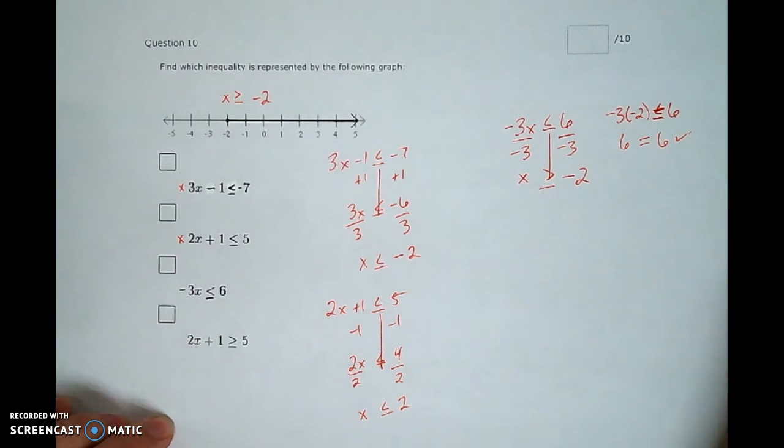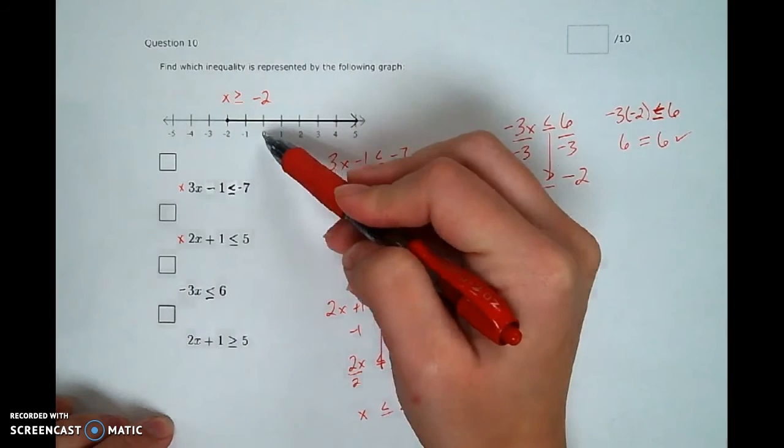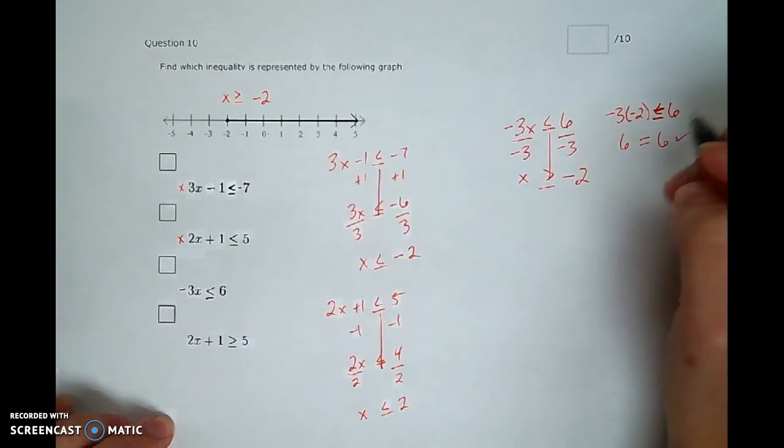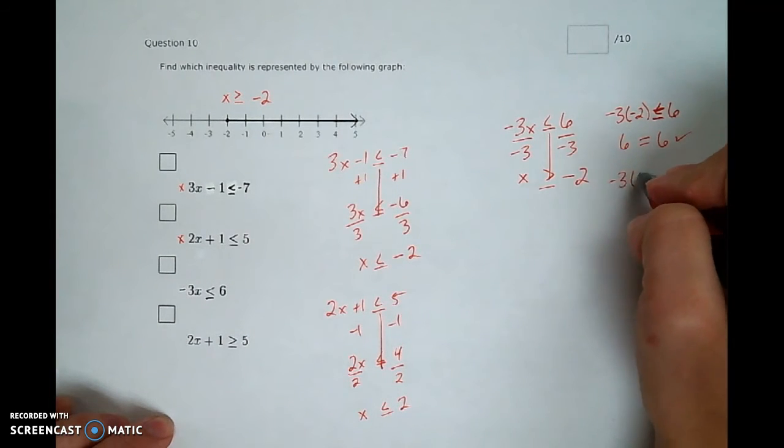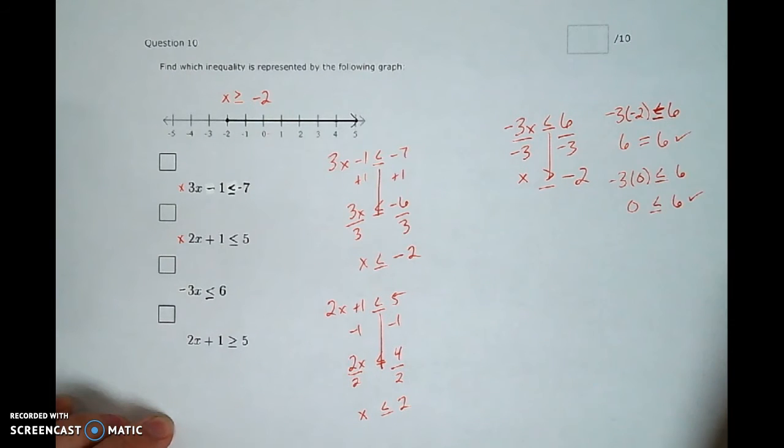Now let's check our inequality sign. So since this graph matches, we can see that 0 is a solution, so we'll use that. I have -3 times 0 is less than or equal to 6. -3 times 0 is 0, so is 0 less than or equal to 6? It is. So that's probably going to be our answer choice.